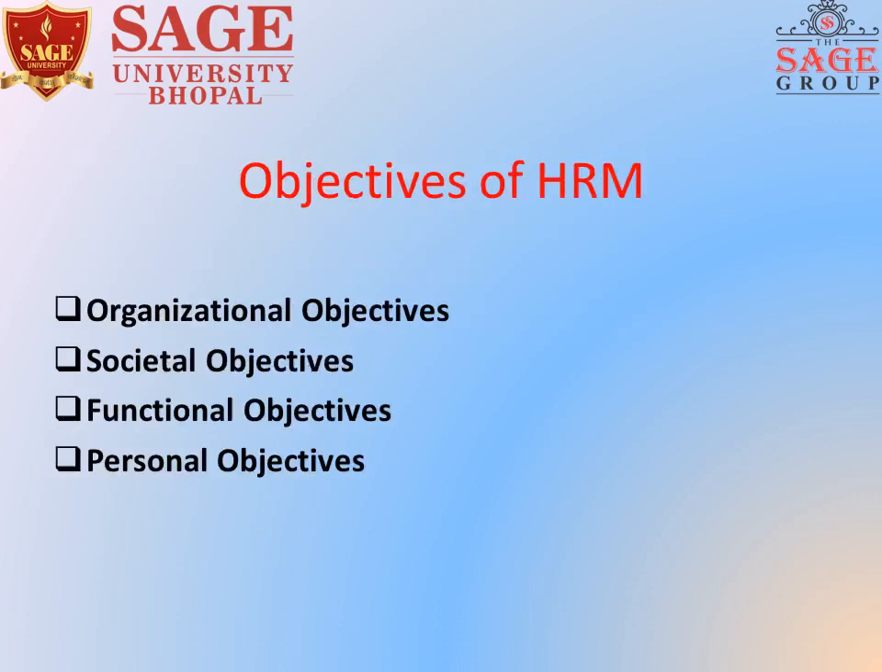Now comes the objectives of human resource management. Actually, human resource management objectives are divided into four categories, that is, organizational objectives, societal objectives, functional objectives, and personal objectives. Now comes organizational objectives. It consists of bringing talent that meets the organizational objectives. HRM has to prepare human resources for recruiting, selecting, training, inducing, and arranging performance appraisals.